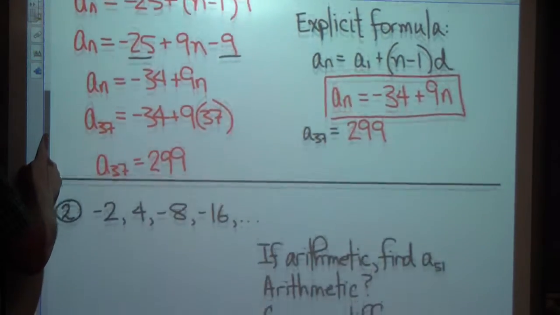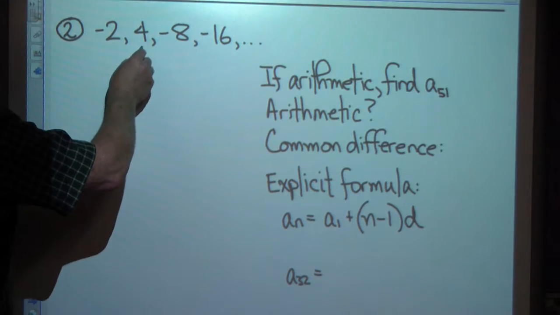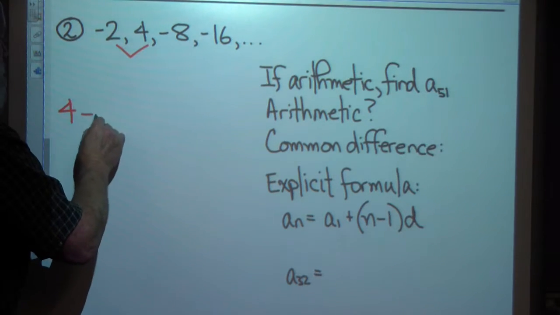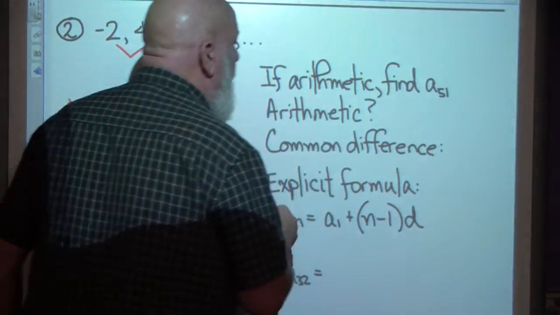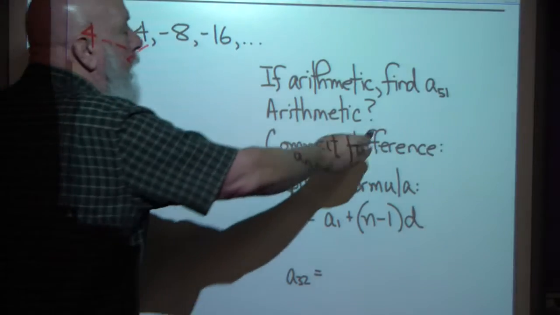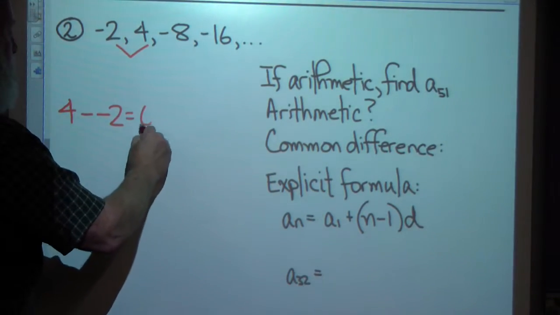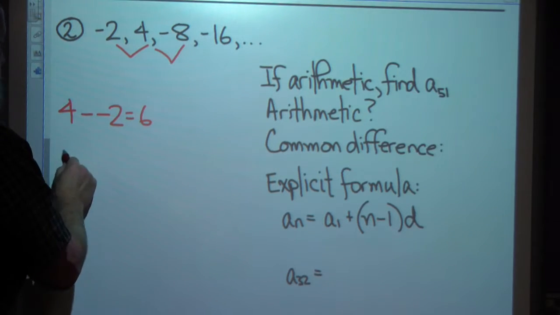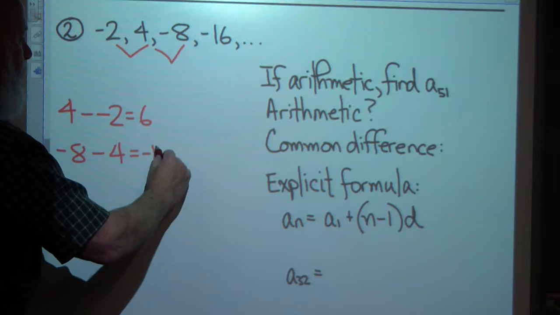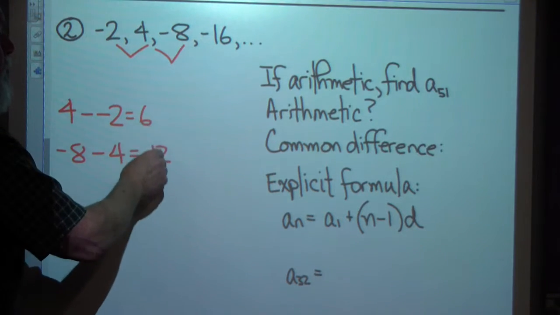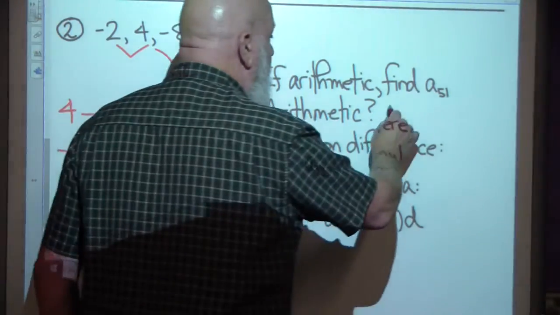Now let's take a look at another one. I'm going to say 4 minus negative 2. I'm asking myself, is this arithmetic? If it is, I'm going to find the 51st term. So 4 minus negative 2 is 6. Then negative 8 minus 4, that's negative 12. I'm going to stop right there. These differences are not common. They're not the same number, so it's not arithmetic.